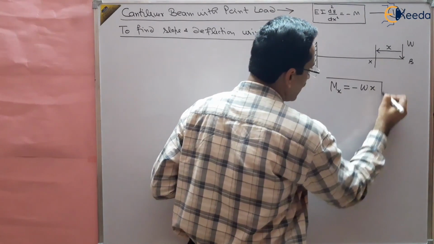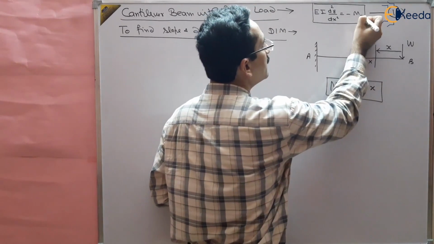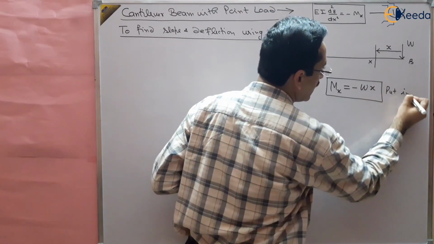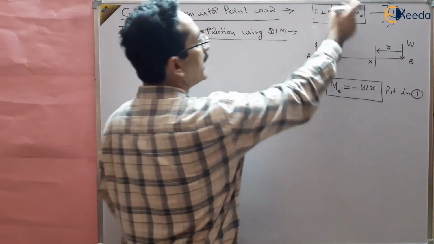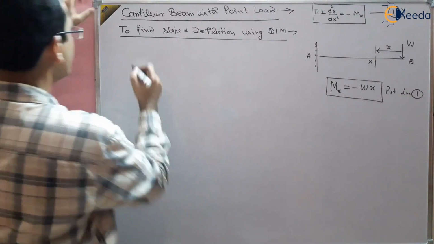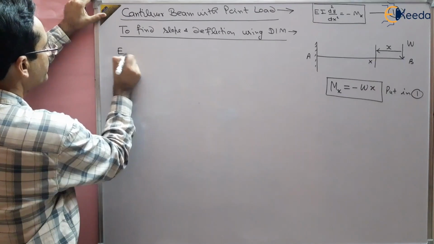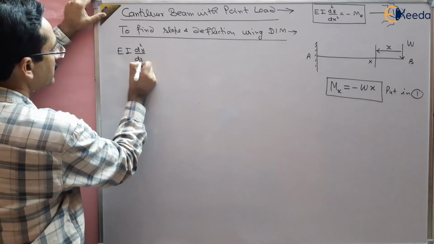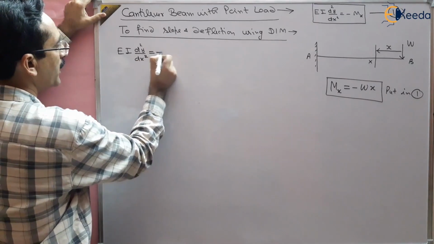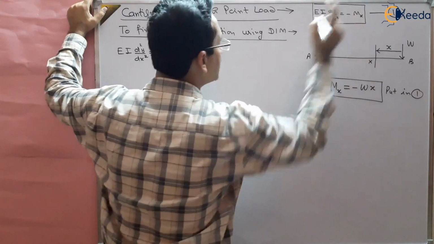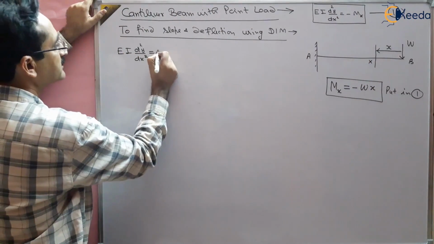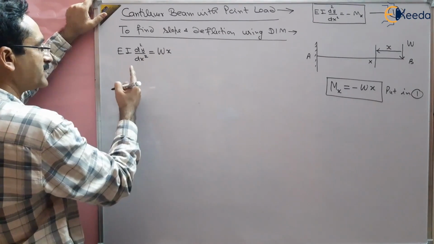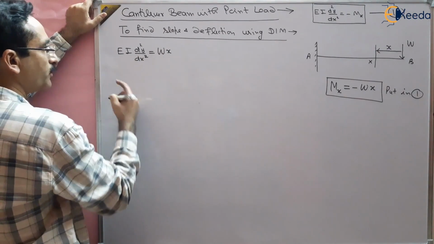And this bending moment can be put here in this equation, and we will be able to solve this problem by integrating this, right? So we will get EI d2y by dx square will be equal to minus and minus will become plus, so this will be Wx, right? Integrate it once and we will get the slope, right?